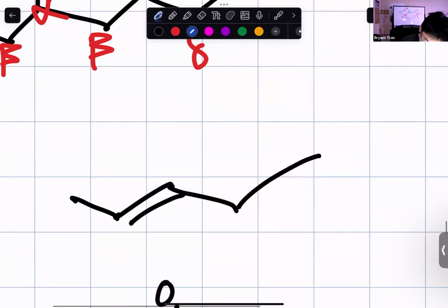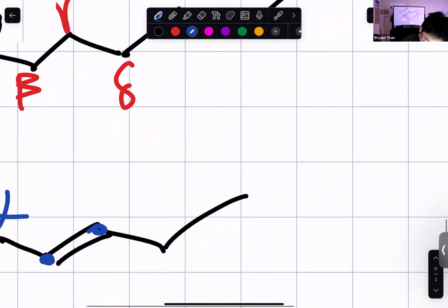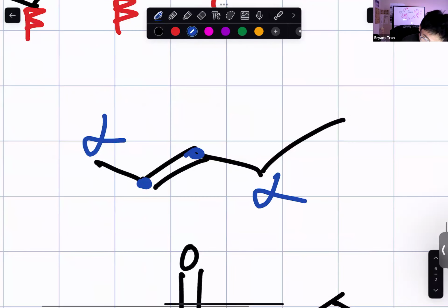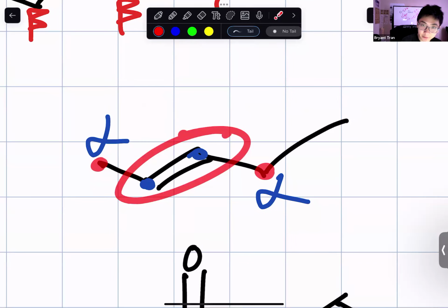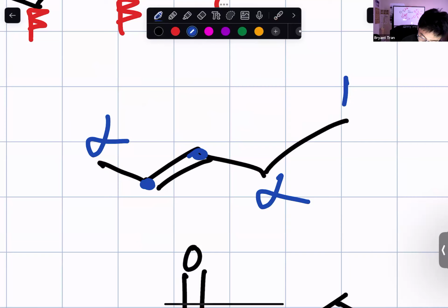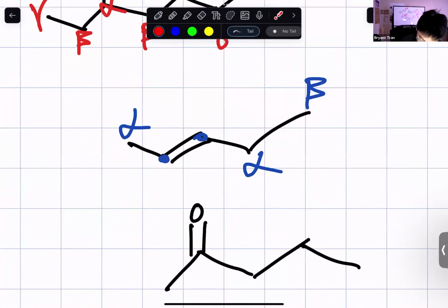If we look at this alkene right here, these are the alkene carbons. Don't label alpha, beta there. The first carbons coming off of that alkene are these alpha carbons right here, because these carbons are the first carbons coming off of that alkene. And then this right here would be the beta carbon, because that's the second carbon coming out of the alkene.